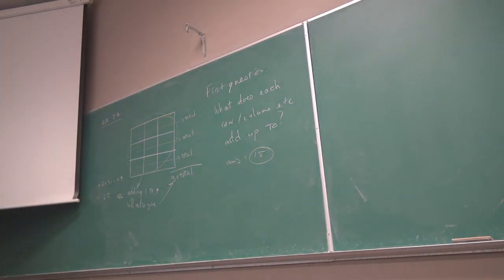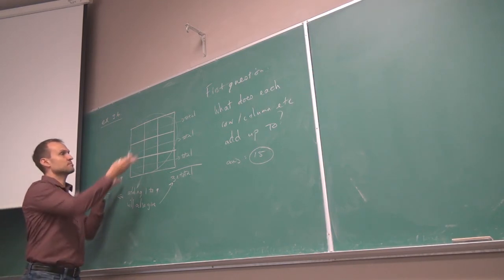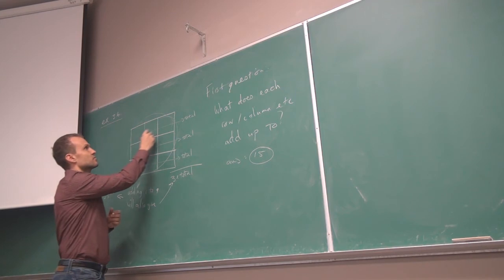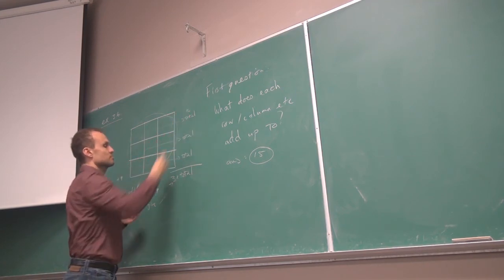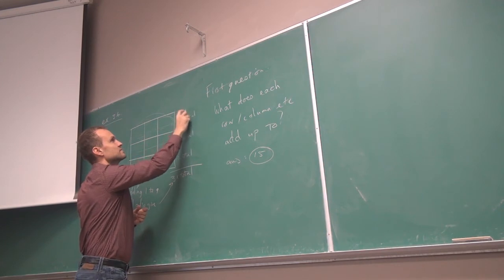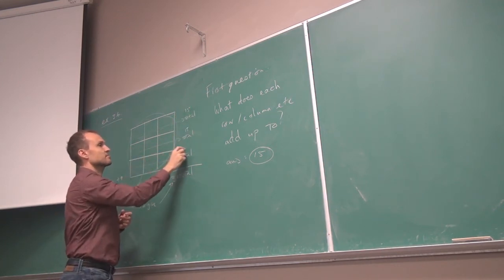That information could move me much closer to the answer. So I know that I can't just choose these numbers and place them randomly. I have to place them in such a way that the row adds up to 15. Oops. That was supposed to be 15. This row has to be 15. This row has to be 15.